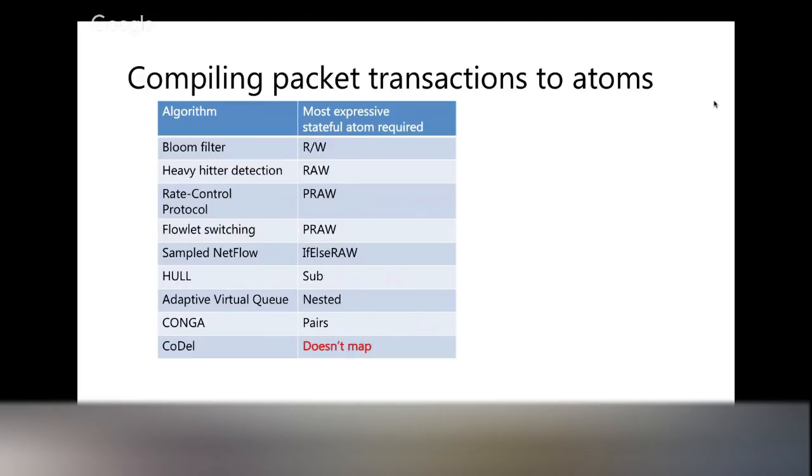Again, the first 2 entries here should be clear from the demo. The Bloom filter just needs a read write for test and set. The heavy hitter detector needs you to read, add, and write back.